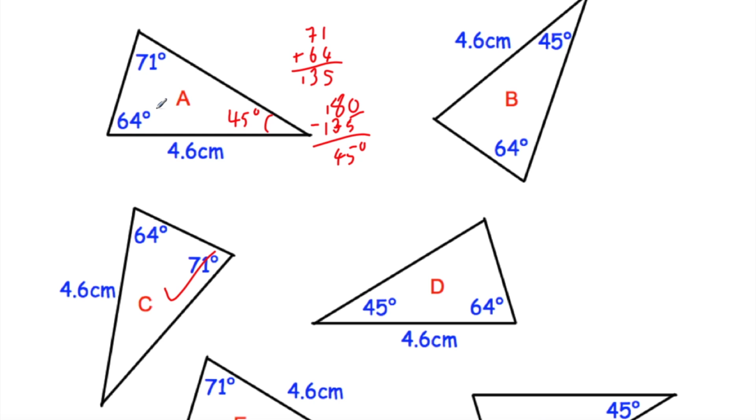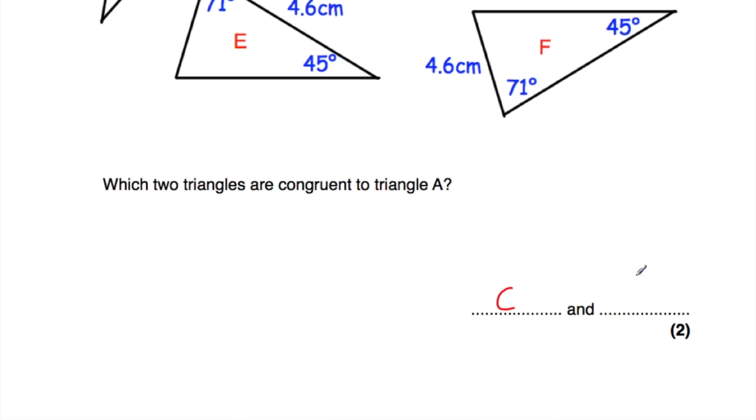Okay, so I'm now going to change the way I'm looking at this, because rather than looking at angle, angle, side, I'm now going to look at angle, side, angle. I'm going to look for 64 degrees, a 4.6 centimeter line, and then a 45 degrees, so angle, side, angle. And actually if we have a look here, triangle D, we've got the 45 degree angle, the 4.6 centimeters, and the 64 degree angle. Okay, it's a reflection, it's flipped around, but it's still congruent because it's angle side angle, 45, 4.6, and 64. So triangle D would be congruent to triangle A as well. So let's write that down, triangle D.